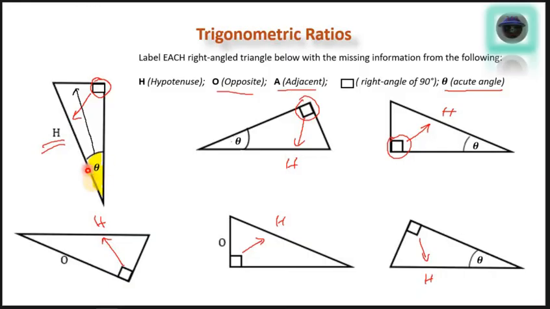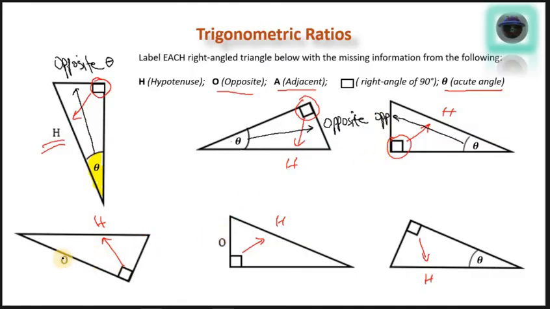Now this is the acute angle that we identify as theta here. And so this side here is our opposite to angle theta. Now theta is a Greek letter which simply means an angle, an unknown angle. Okay, so let's identify all our opposites. Opposite this angle here is my opposite side. Opposite this acute angle here is my opposite side here. So this is my opposite side.